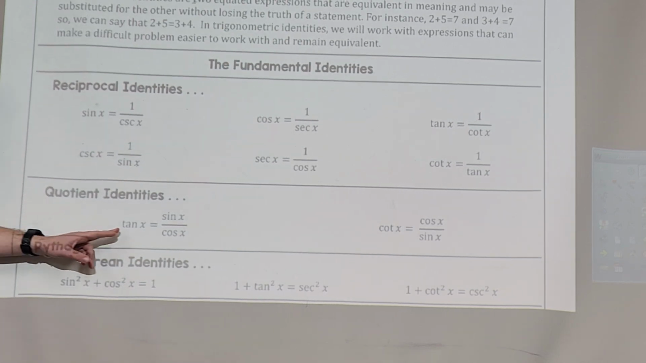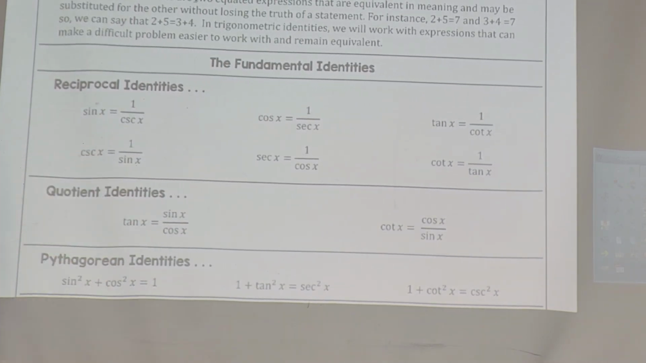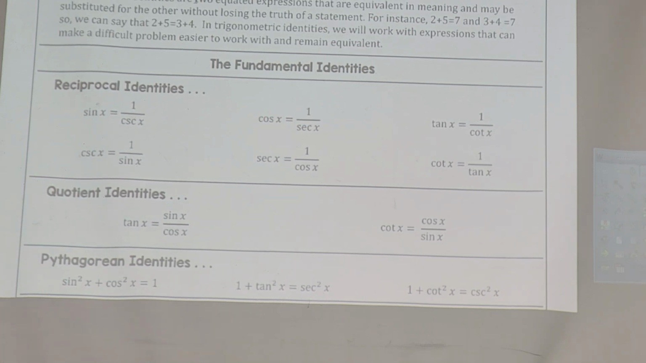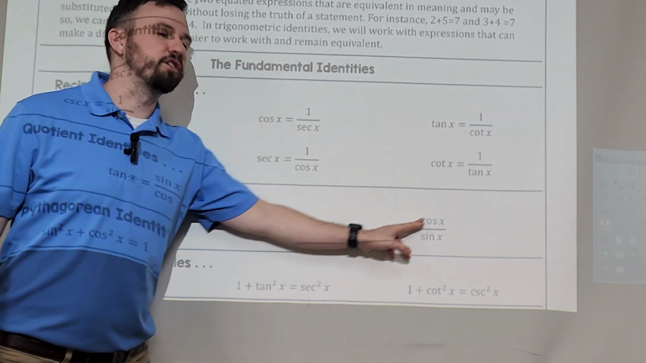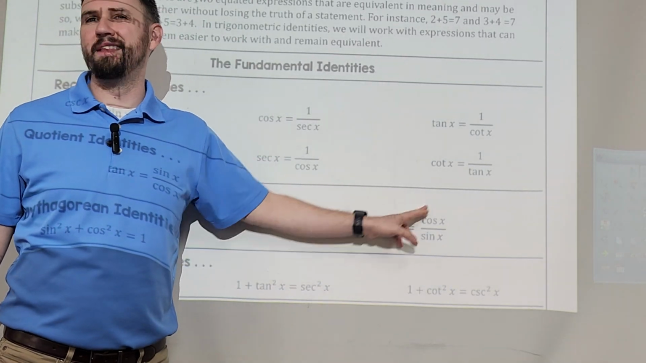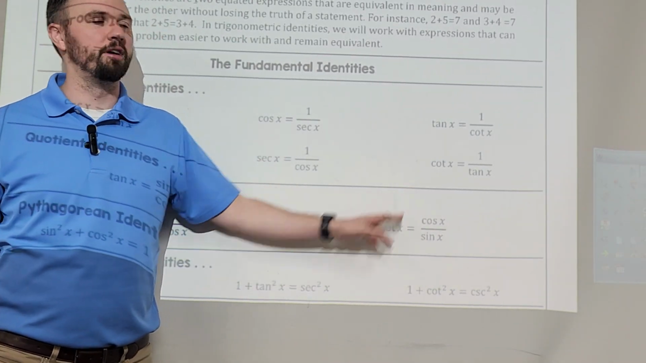You also need to know tan is sine over cosine and cotan is cosine over sine. Those are ones we've talked about ad nauseum, but it's very important, especially in this unit, to know that. Cotangent is cosine on top because they're both co. That's the trickiest one to remember.